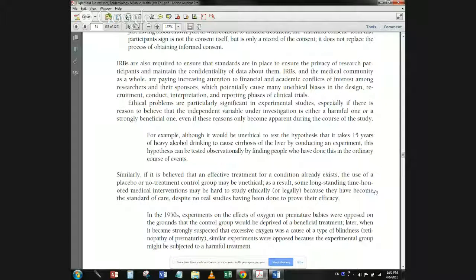In the 1950s, experiments on the effects of oxygen on premature babies were opposed on the grounds that the control group would be deprived of a beneficial treatment. Later, when it became strongly suspected that excessive oxygen was a cause of a type of blindness, retinopathy of prematurity, similar experiments were opposed because the experimental group might be subjected to a harmful treatment.